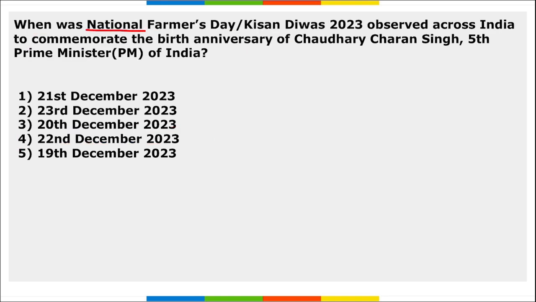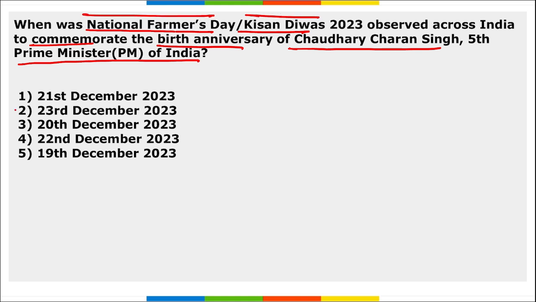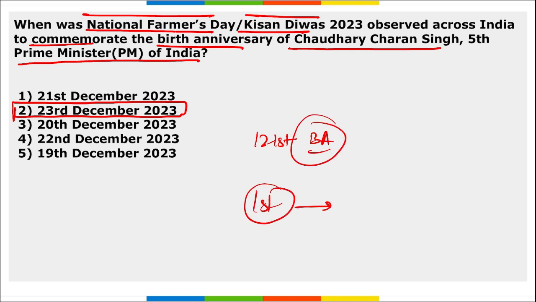Next, when was National Farmers Day or Kisan Divas observed across India to commemorate the birth anniversary of Chaudhry Charan Singh, the 5th Prime Minister of India? So, this National Farmers Day or Kisan Divas is observed on 23rd of December, to highlight the significance of farmers' contribution to the overall social and economic development of India. And 2023 marks the 121st birth anniversary of Chaudhry Charan Singh, and the first ever National Farmers Day or Kisan Divas was observed in the year 2001.